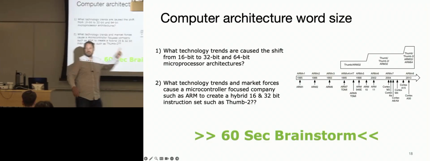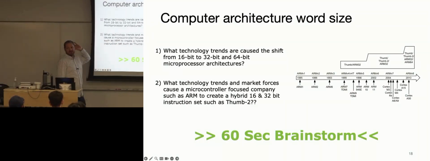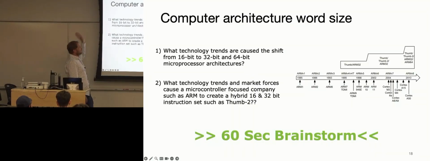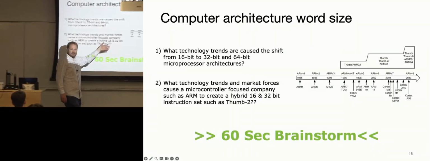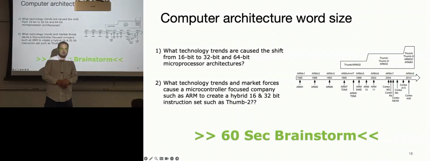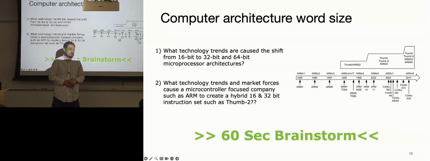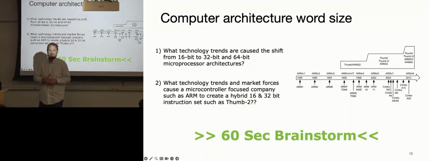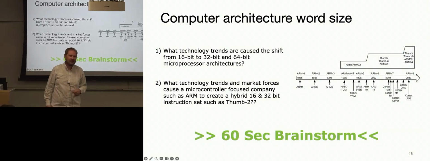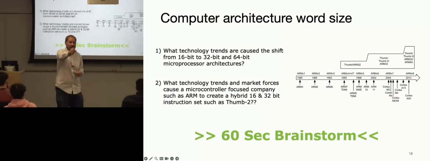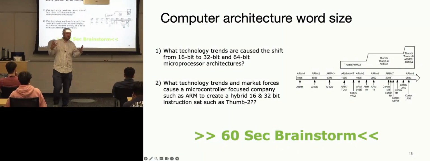What do we think for question 1? Why has the computing industry in general gone from 16-bit to 32-bit to 64-bit? Instruction sets, yeah. Perform more and larger tasks, so we can get more performance out of each instruction. Okay. Any other reasons? To be able to address more memory. Ooh, that's a great one. And that's the one I was thinking of.